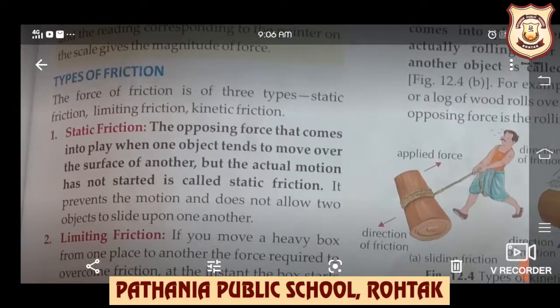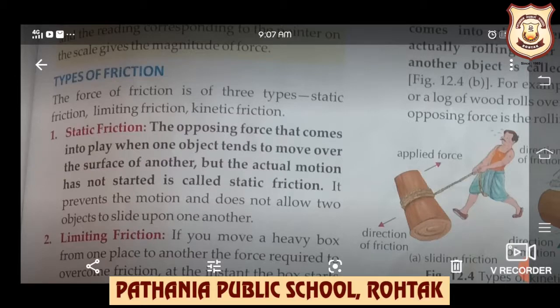The opposing force, always friction is the opposing force. It comes into play when one object tends to move over the surface of another, but the actual motion has not started, is called static friction. See बेटा, this friction, अगर मुझे किसी ऑब्जेक्ट को मूव करना है तो जब तक वो ऑब्जेक्ट मूव नहीं कर रहा है, एट दैट टाइम जब तक वो स्टेशनरी है, उसके ऊपर स्टैटिक फ्रिक्शन जो है वो अप्लाई हो रहा है. It prevents the motion and does not allow two objects to slide upon one another.